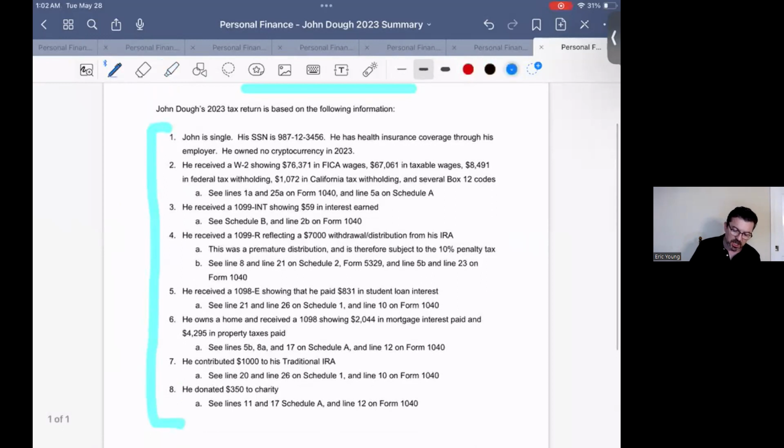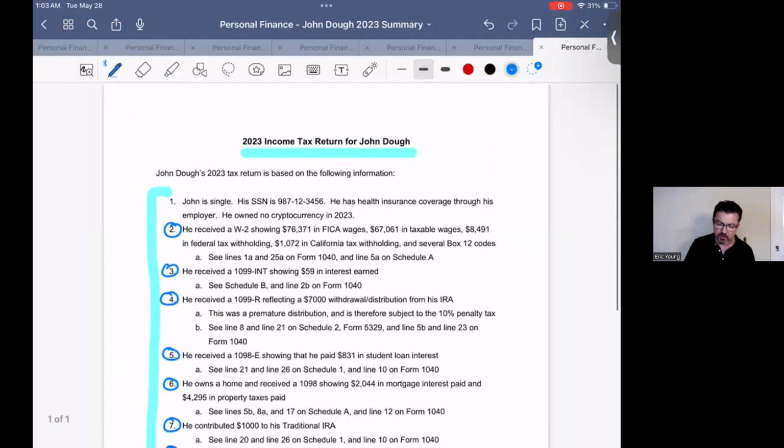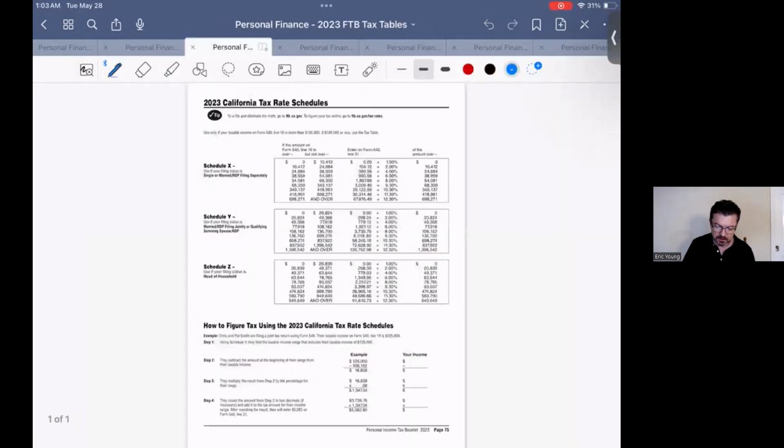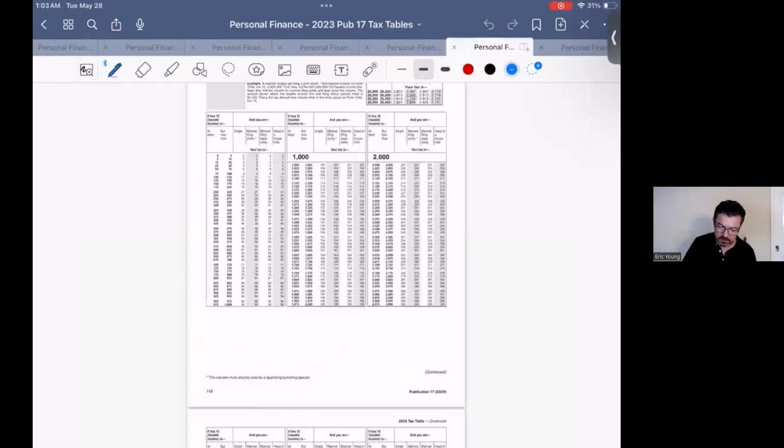We're going to talk about John's income that he made from his job, his interest income. He had a pension distribution. He had a student loan interest that he paid. He owns a house, which might have some tax benefits. He put money into an IRA. He gave money to charity. So we're going to take this fairly complicated thing of John Doe, and we're going to learn to put it into a real tax return. To do that, let me get back to where we were.